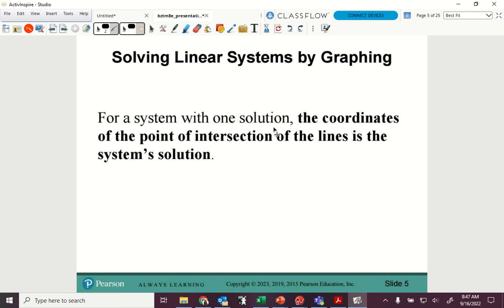For a system with one solution, the coordinates of the point of intersection of the lines is the system's solution. Okay, what that means is, if it is a system, it has a solution, and my solution is one point. One x, one y. One singular point where they're going to cross.